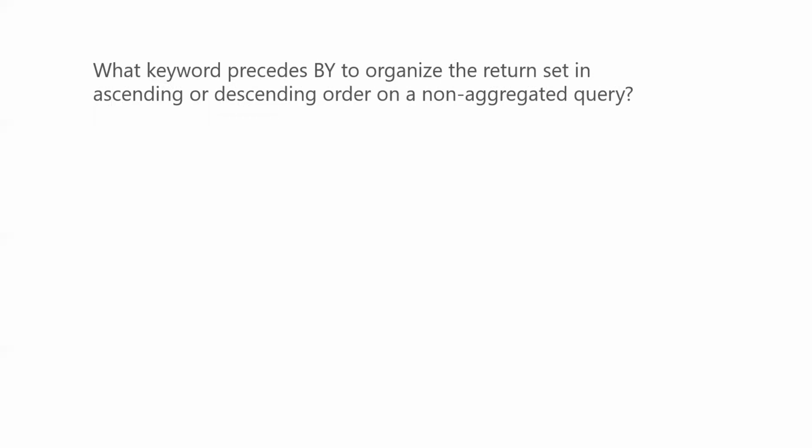What keyword precedes by to organize the return set in ascending or descending order on a non-aggregated query? It is order, order by. It organizes the column. It puts it in order. It does this no matter what. Same question. What keyword precedes by to organize the return set in ascending or descending order on an aggregate query? You might be thinking it's group. It's not. It's order. Order is the only command that puts things in order. That's why it's called order.